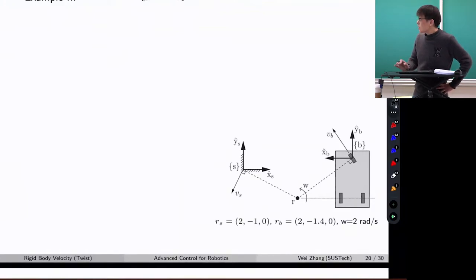Can you understand the physics? Ruben, what's this motion? Can you introduce it to the student? There's a car, right? This car is moving.